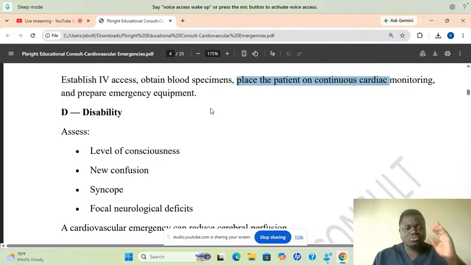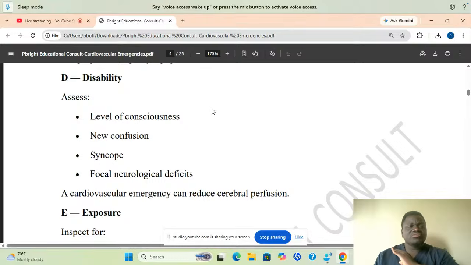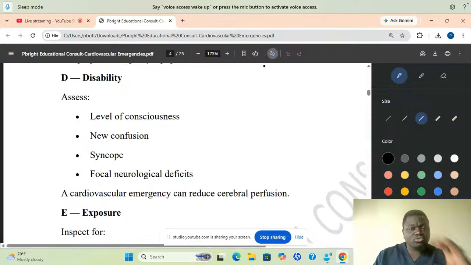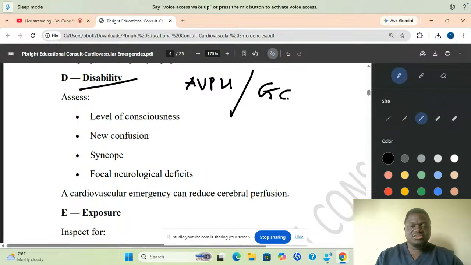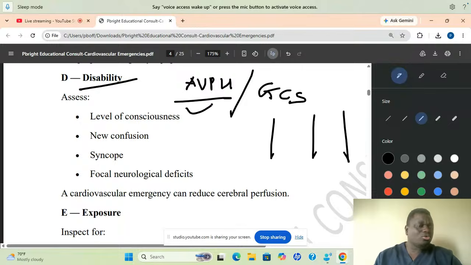Disability. With disability, you are looking for the brain functions. I've told you that anytime you get to disability, you are looking at your AFPU. This is an emergency. Your AFPU or your GCS. GCS will take time, but AFPU is quick.